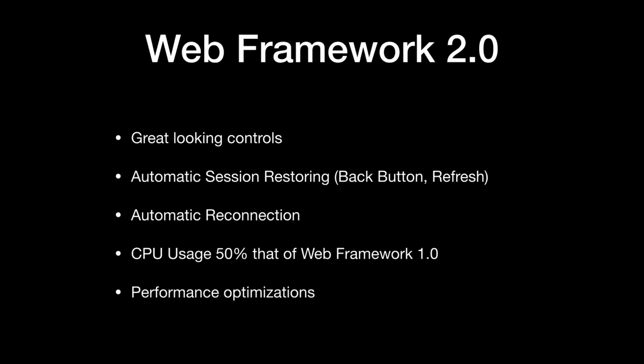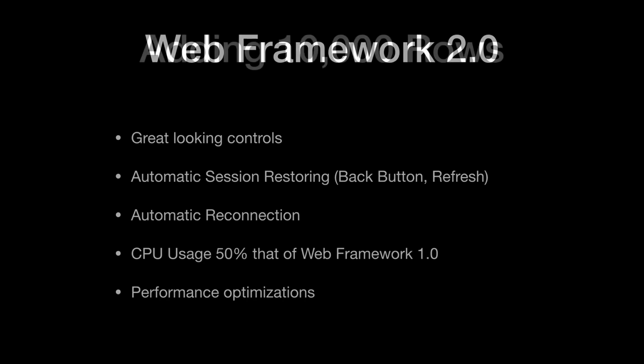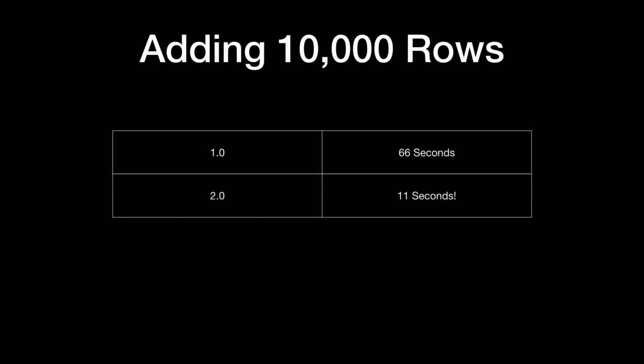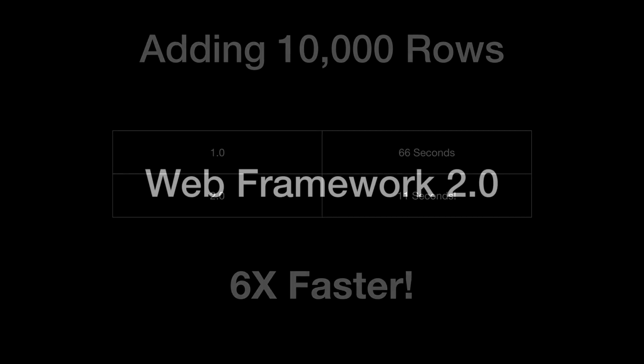We've done some performance optimizations as well. Let me give you just one example. Adding 10,000 rows to a list box with Web Framework 1.0 takes 66 seconds. In 2.0, it takes only 11 seconds. That's 6 times faster. So that's just one example of the improvements we've made in terms of performance. There are many others as well.